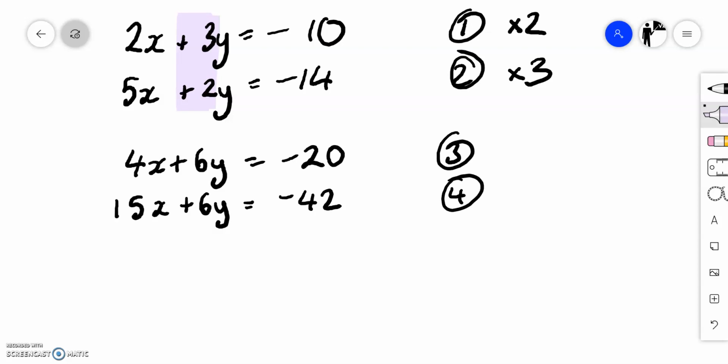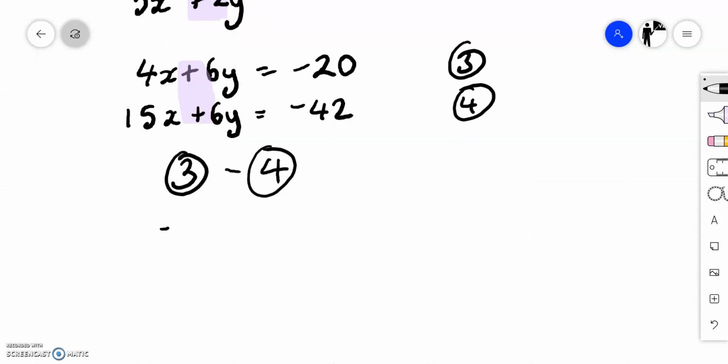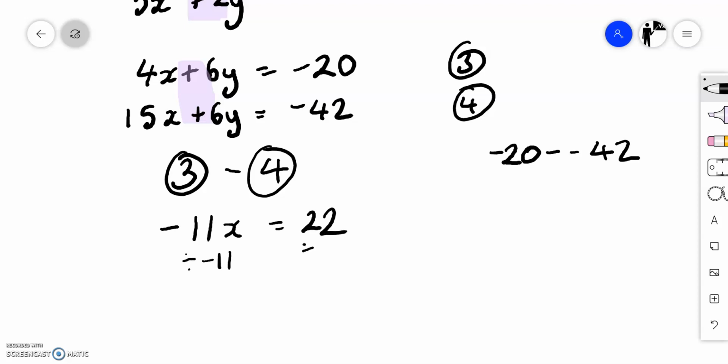This time, if we're eliminating the y's, we look at the signs and they're the same. When the signs are the same, we're going to subtract. We're going to do 3 subtract 4. 4x subtract 15x is minus 11x. And then this part here, I'm just going to do it on the side, minus 20 minus minus 42. That's going to become minus 20 plus 42, which is 22. Divide both sides by negative 11. I'm going to get x equals negative 2.